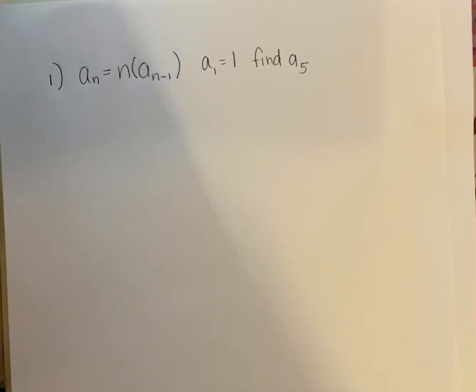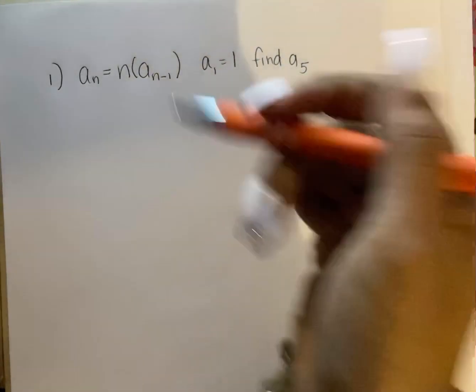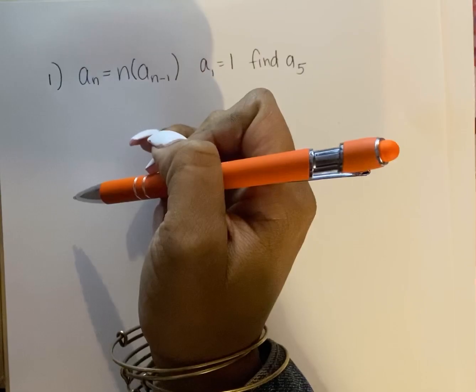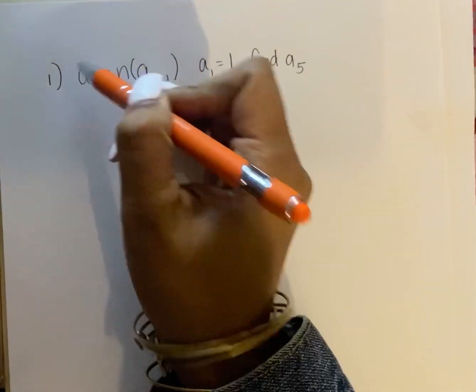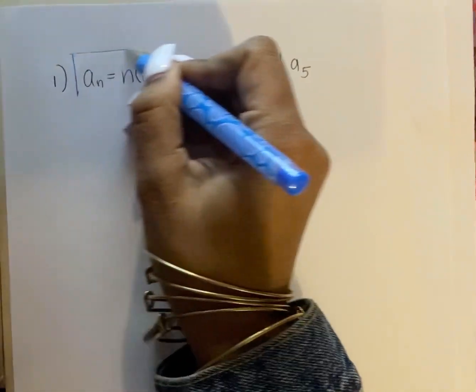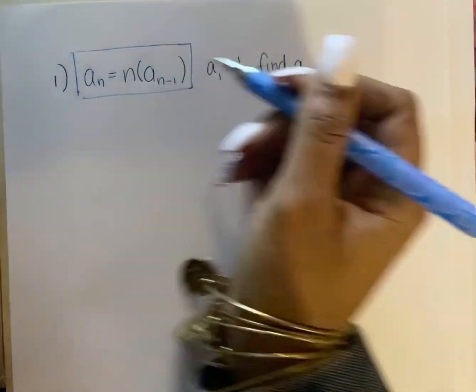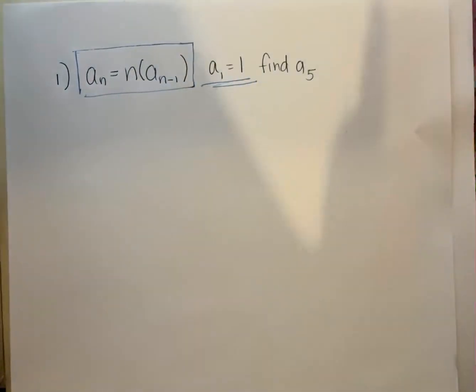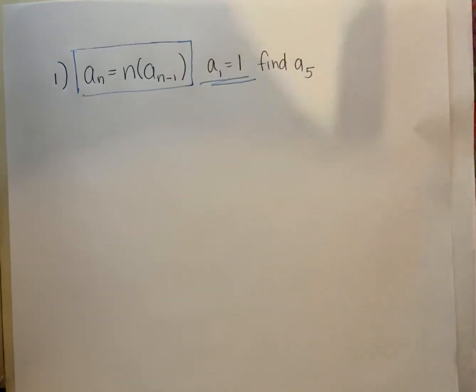We talked about recursion, and recursion is the idea that in a sequence, every term depends on the term before it. So it's not an arithmetic sequence, it's not a geometric sequence, but it's a sequence that's defined using this rule here. So they give you the rule, and they give you the first term, and then you have to find whatever term they're looking for, okay?